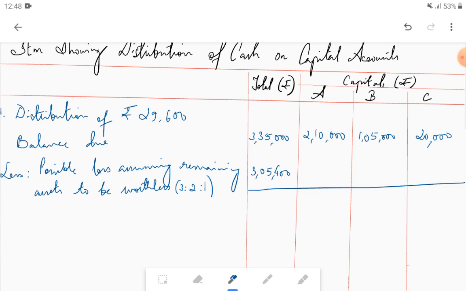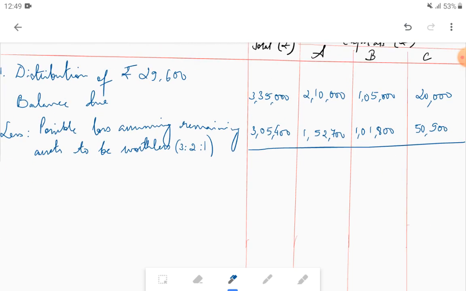So for A, the share of loss is 1,52,700. For B, the share of loss is 1,01,800 and C's share of loss is 50,900. Now we have to calculate and see if they have a surplus or deficiency in these accounts. So balance due minus the possible loss. For A, it is a positive figure, 57,300. For B also it is positive, 3,200.